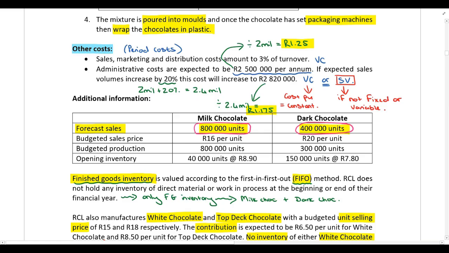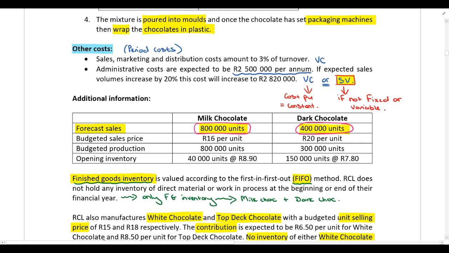So what we need to do is split the semi-variable cost into its fixed and variable portions. So let's just tidy this up. We don't need that calculation for anything else. So how are we going to split the semi-variable cost into the fixed and variable portions?